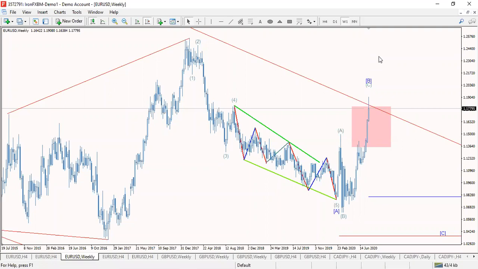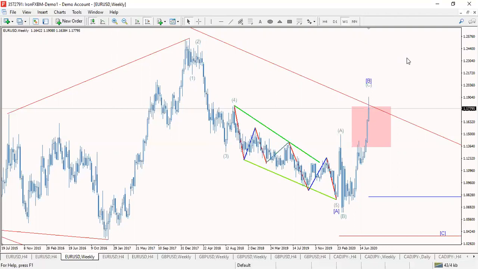As usual, we're going to start with Euro US dollar on the weekly time frame. If you still remember, guys, we've been calling for sell opportunities in the past 2-3 weeks, if I can still remember correctly. Now this sell opportunity hasn't come yet, so I decided to show you the bigger picture.